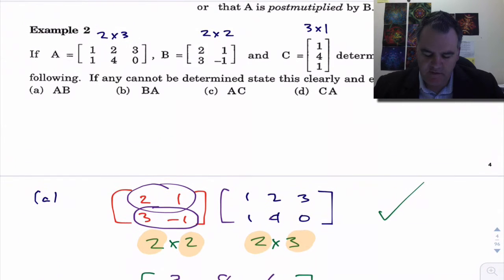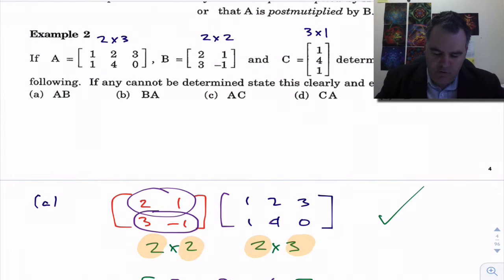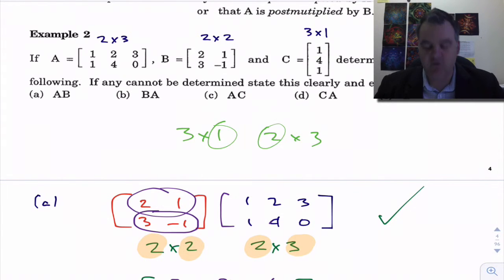Now the other one's here, C by A. So for C by A, we've got C, which is 3 by 1, and we're going to times that by A, which is 2 by 3. Clearly, these two numbers are not the same. We can't do C by A.